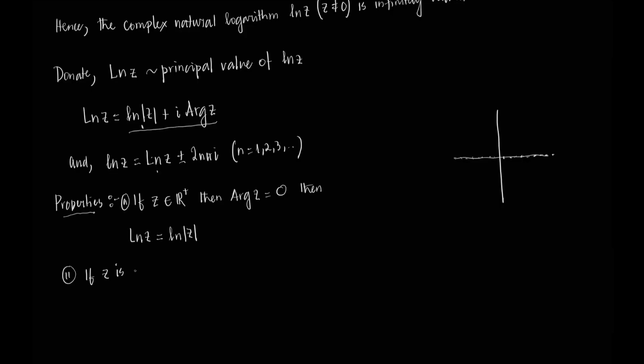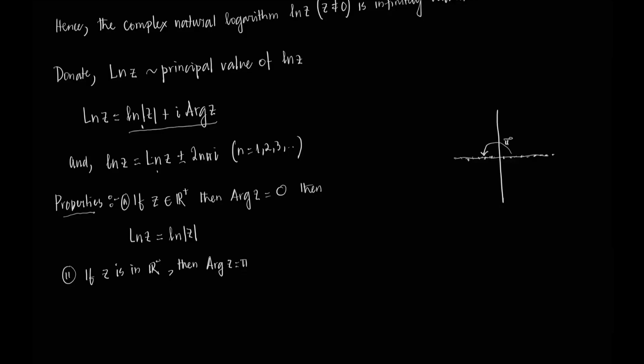If Z is in R minus, of course Z is not 0, because that is where log is not defined, so we're not talking about that. The natural log is not defined. We don't know the logarithm of a negative real number, right? Now what happens to the principal argument of Z here? It is pi. If a number is over here, the principal argument is going to be pi.